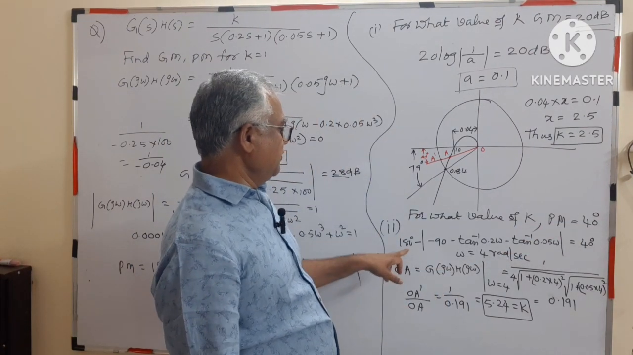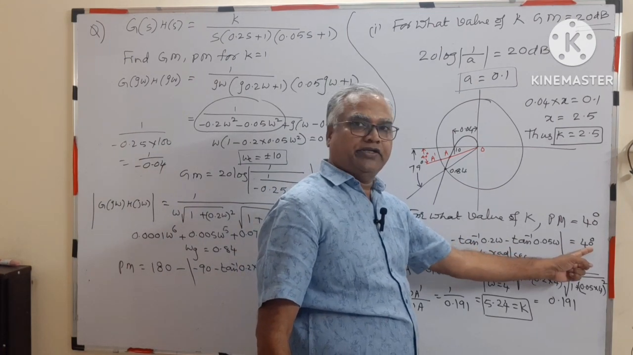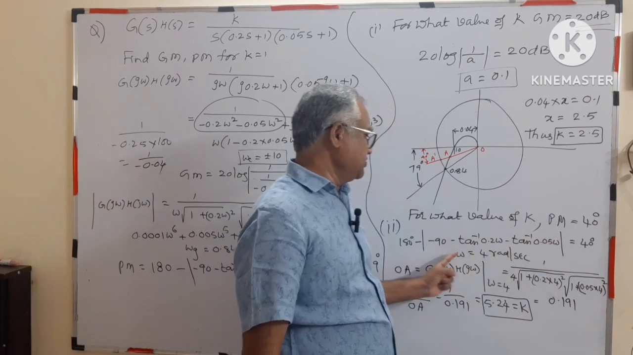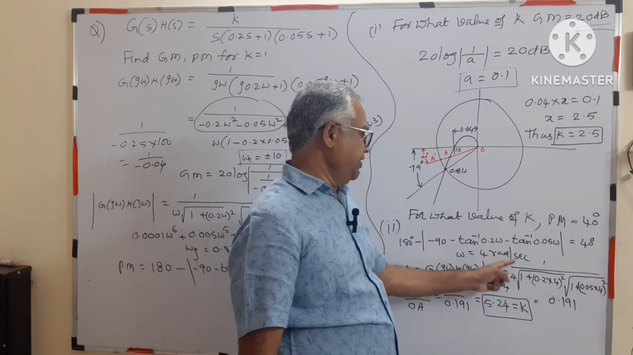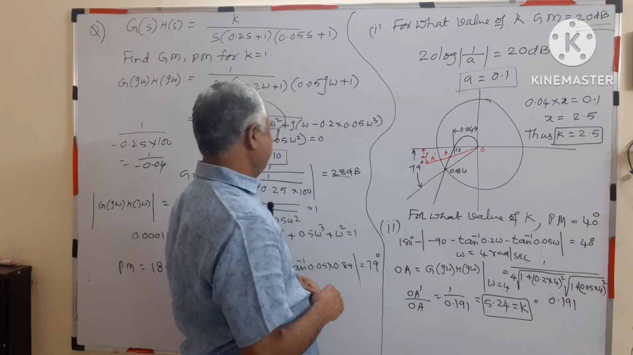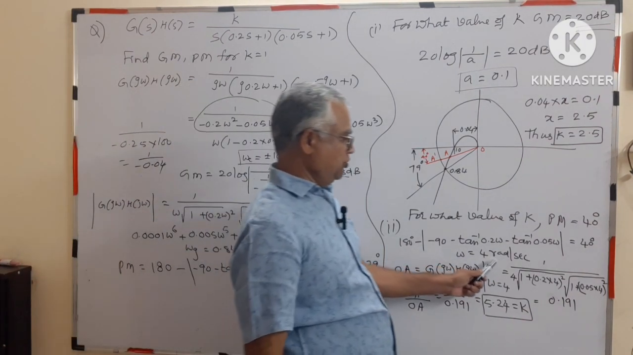What is the phase margin formula? 180 minus angle equal to 40 degrees. To get this 40, what is the omega g? So you have to solve this equation for omega. We are getting 4 radians. So this 4 is nothing but omega g. Previously omega g was 0.84. Now omega g should be 4.